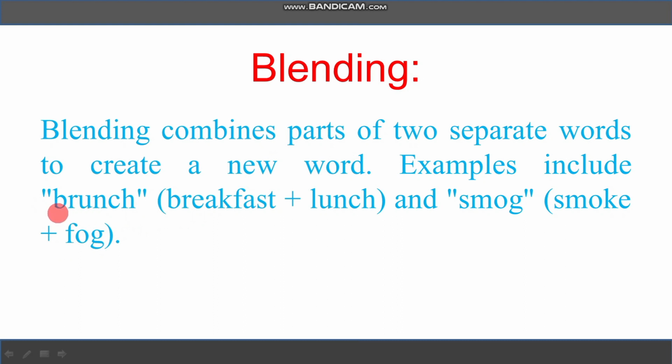Here the sound we can say br from breakfast, and lunch, sorry, lunch. Now unch from lunch, and br from breakfast. This is brunch. Now smog, sm from smoke, and og from fog. Sorry, smog is equal to smoke plus fog. Sm from smoke and og from fog. Now this is smog, a new word. Got it? There will be the explanation of this word we will discuss now.